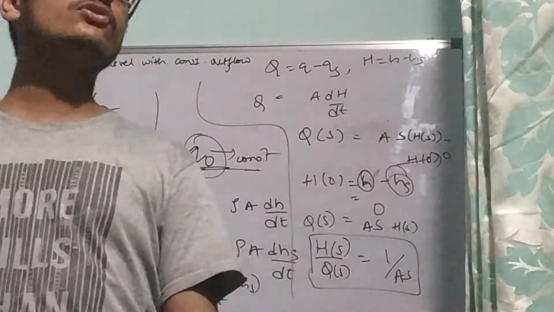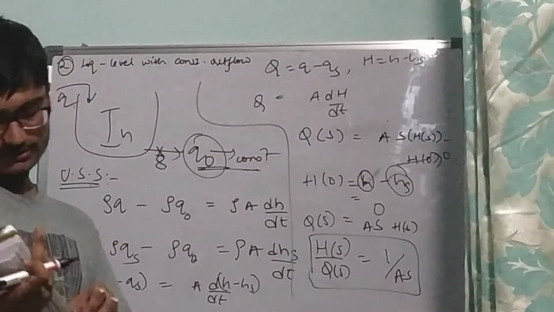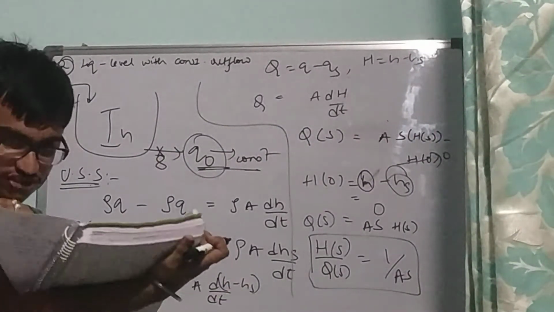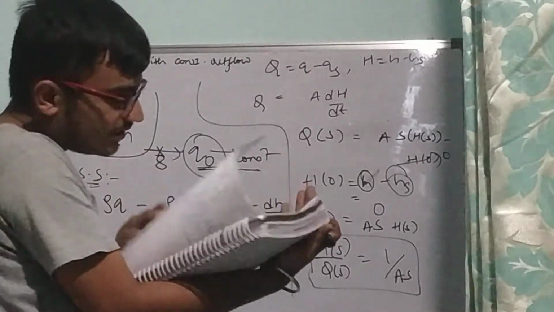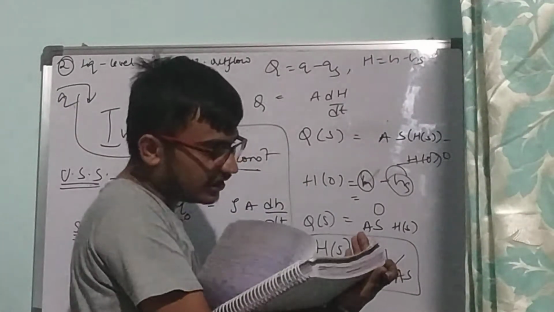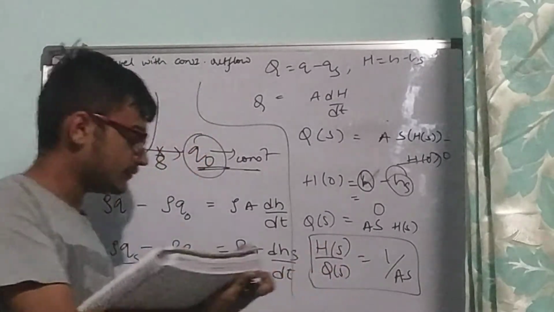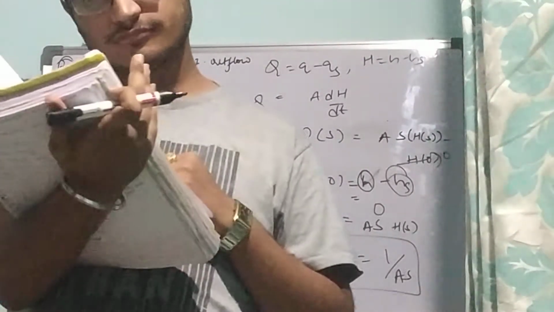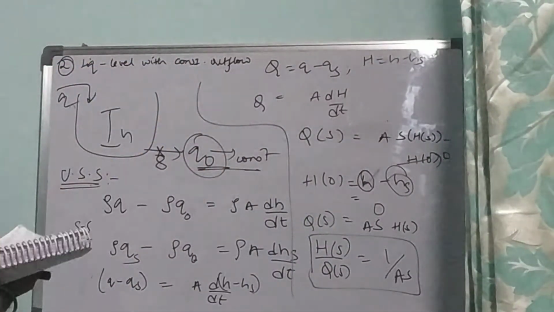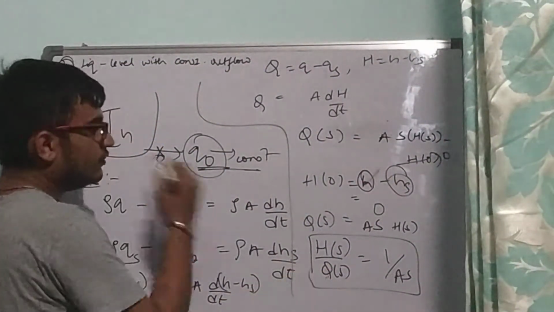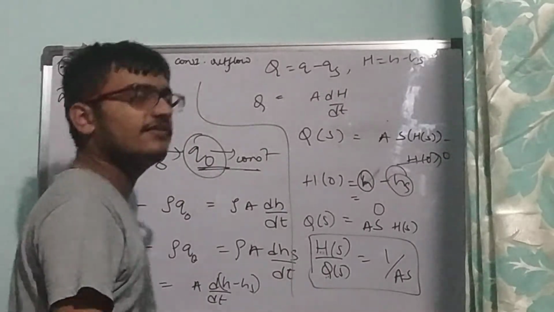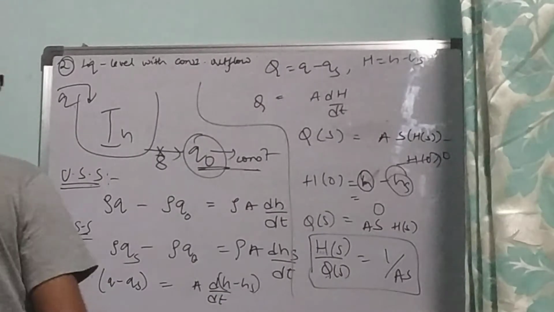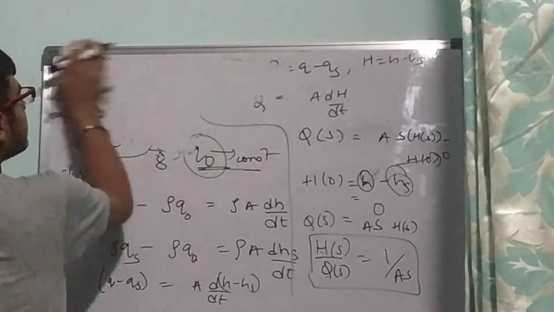There you got H of s by Q of s as R by tau s plus 1. So your input flow rate will give you how much height it is filling. Clear? So this is liquid level with constant outflow.